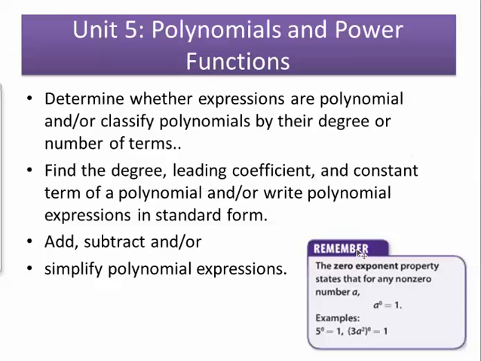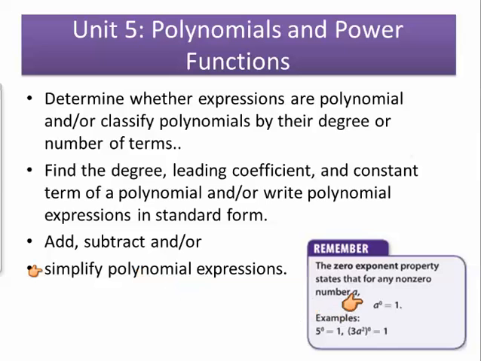Remember, when we're looking at a polynomial, you find the degree, the leading coefficient, and the constant term of a polynomial, and write a polynomial expression in standard form. You always start with the highest degree and go to the lowest degree. And you can classify polynomials by their degree or by the number of terms that they have. So what we're going to be doing is adding and subtracting and simplifying polynomial expressions.